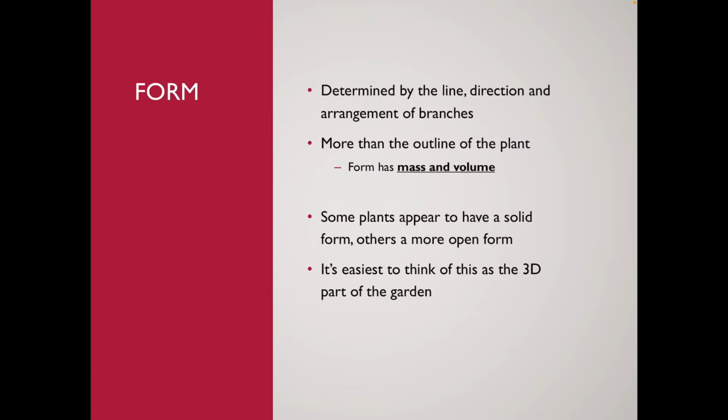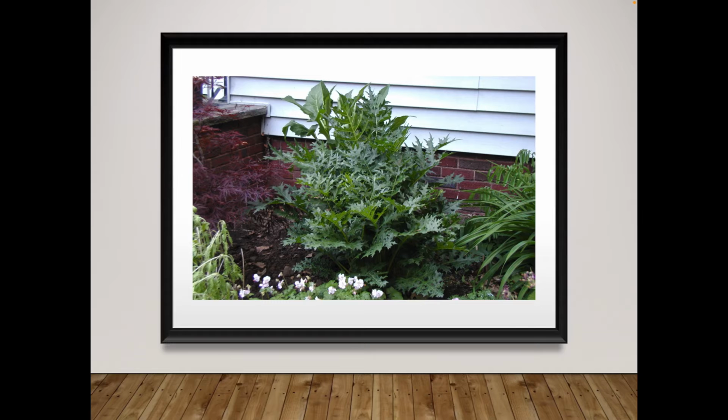Form is the three-dimensional aspect of things. It has mass, it has volume. It's not just the silhouette of things. Sometimes we look at plants and we say they have an open form. Others we say have a solid form. Sometimes people use the word closed. It's easiest to think about this as the three-dimensional aspects of the stuff in your garden.